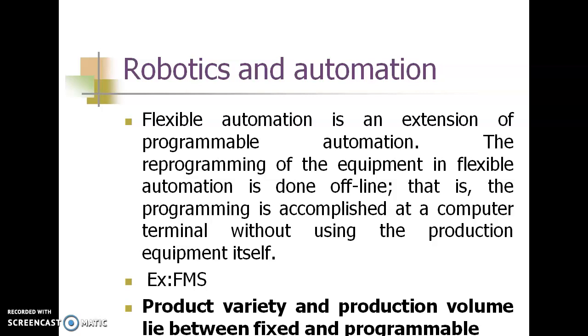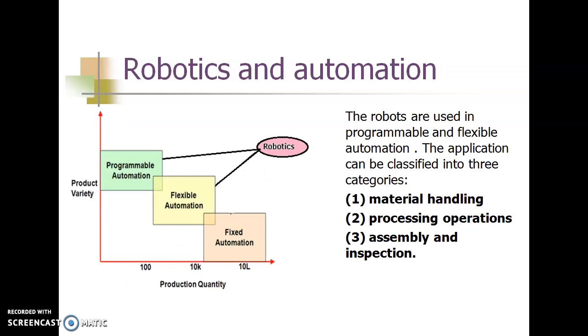So, on the one hand, there is more production volume in the case of fixed automation. On the other hand, there is more product variety in the case of programmable automation. FMS lies in between, with a medium production volume as well as a medium product variety. So, that is flexible automation.